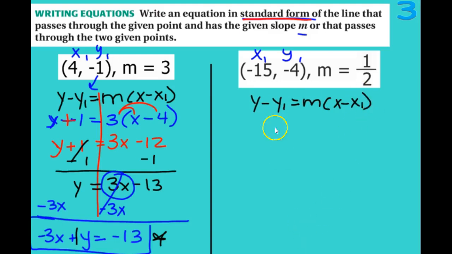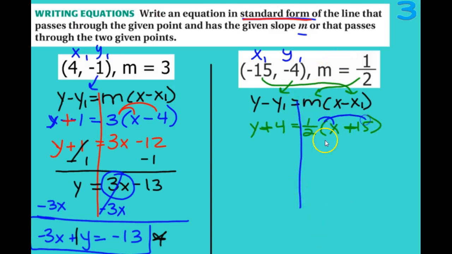I'm going to plug in my point and my slope into point-slope form. So it would be y minus y1, which is negative 4. That makes a positive. 2 negatives makes a positive. My slope is 1/2. And then x minus x1, which is a negative 15. Again, 2 negatives there make a positive.